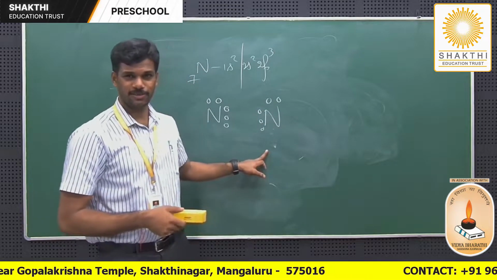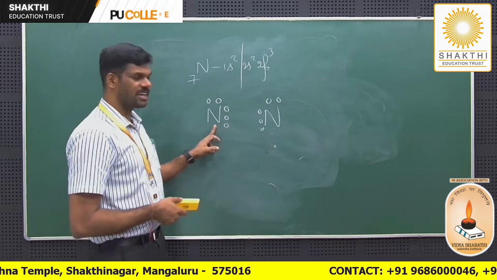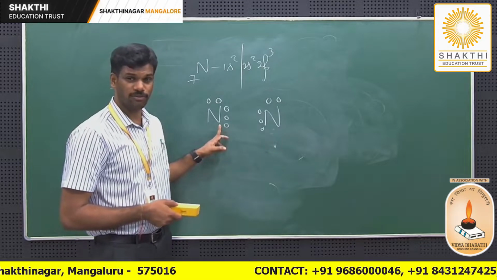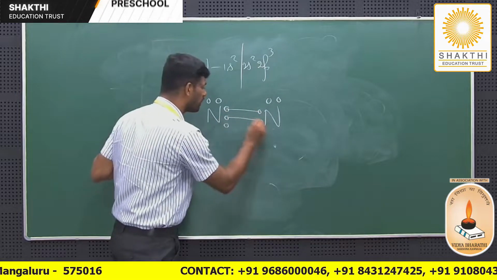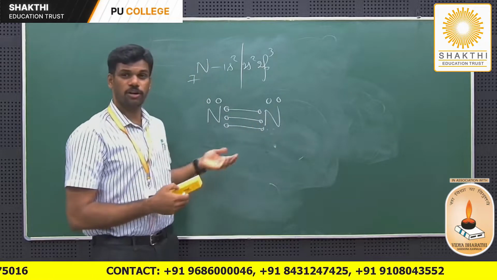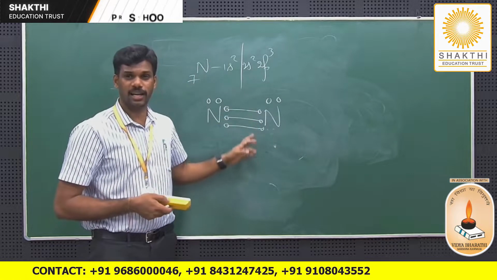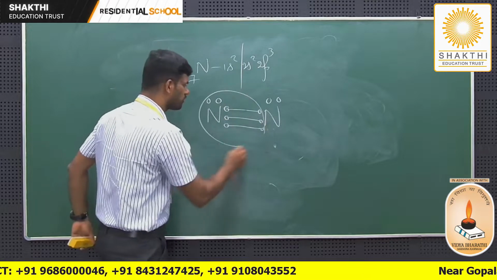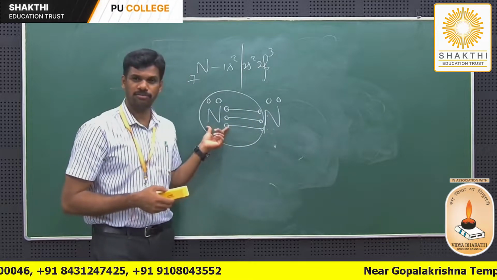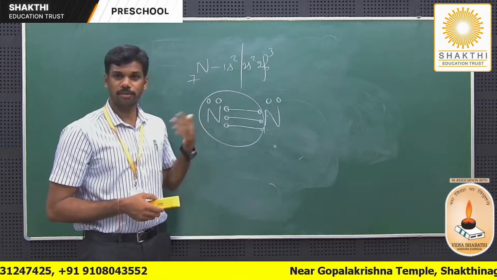Nitrogen says, yes, I need 8 electrons. I have only 5. So I am ready to donate or share. Donating will not justify me. I have to share 3 electrons. If I share 3 electrons, can you think how many electrons I have with me? I have 8 electrons and I'm happy.